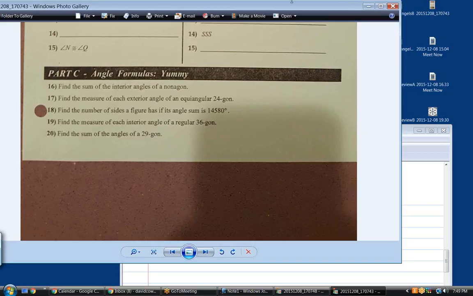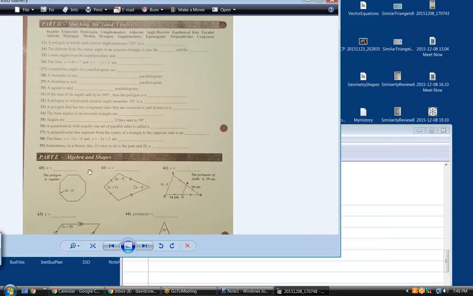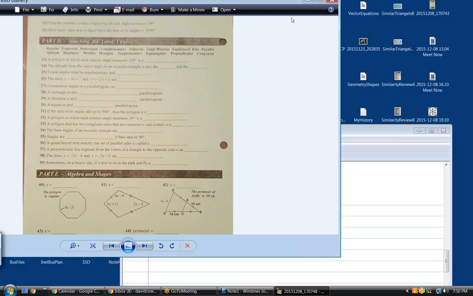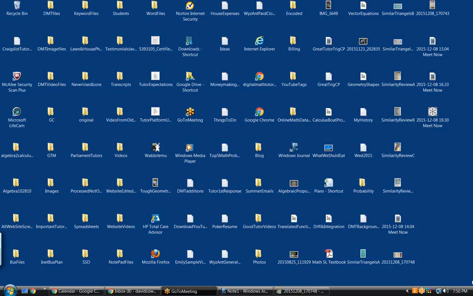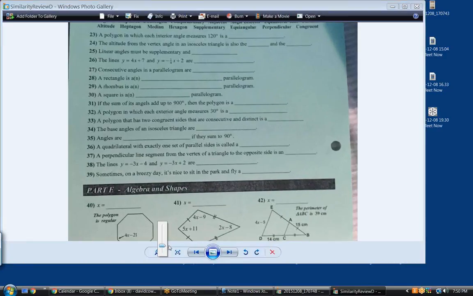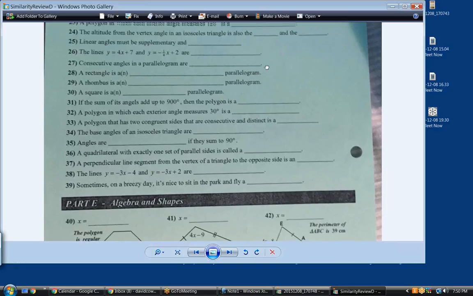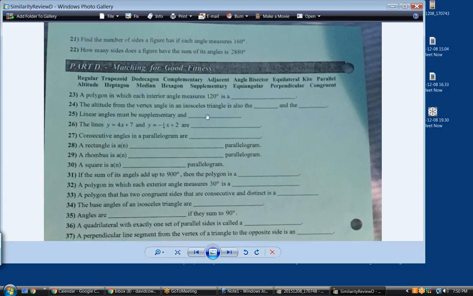All right, let's go to the next page. That's this one, right? Yep. Is this your copy? Yes. Okay. I think I have a better copy of that.